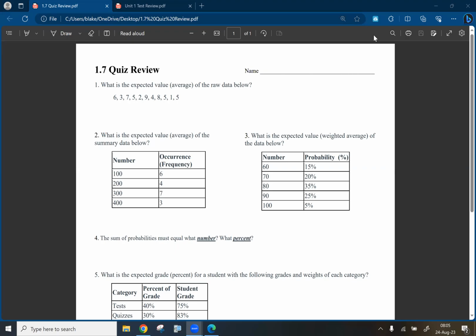Hello guys, welcome to the 1.7 quiz review. Let's go ahead and just start with number one. What is the expected value or average of the raw data below?